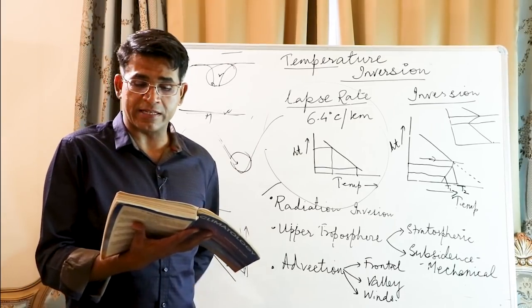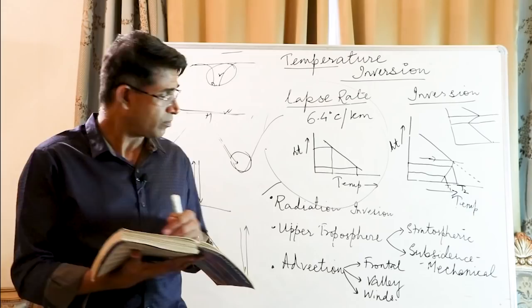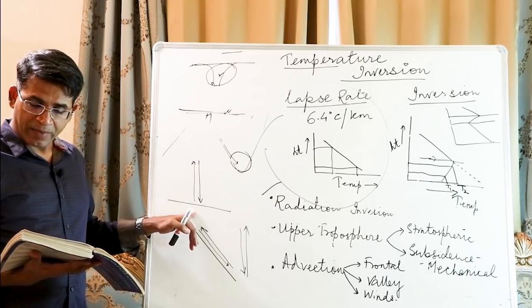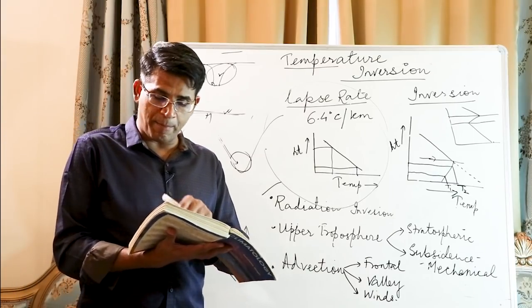So I'm reading this out, page 67. Valley inversion generally occurs in the mountainous valleys due to radiation and vertical movement of air. This is also called vertical advection inversion of temperature. The temperature in the upper parts of the valleys in the mountainous areas becomes exceedingly low during winter nights, because of rapid loss of heat from the surface. Consequently, the air coming in contact with the cool surface is also cool. So as the surface becomes cold, the air is cold and this air is heavy and starts getting pushed down, accumulating here. Look at the last 6 lines of the same paragraph.